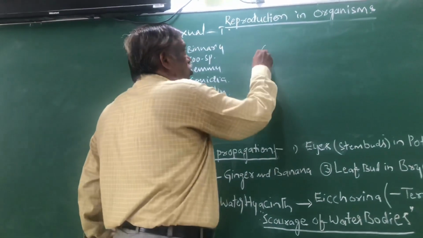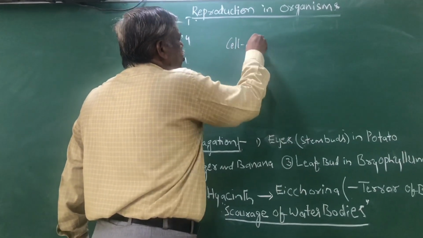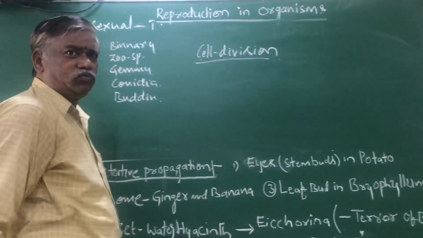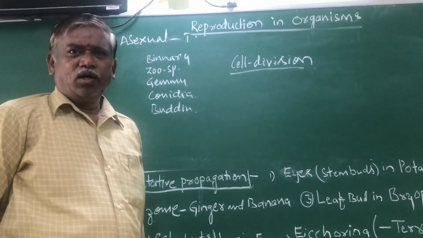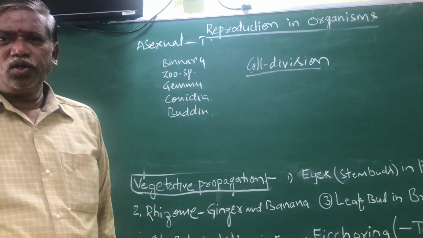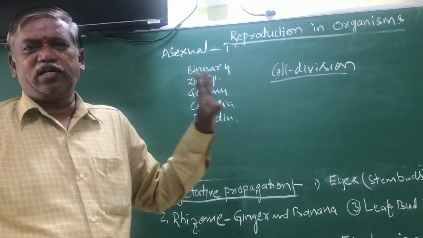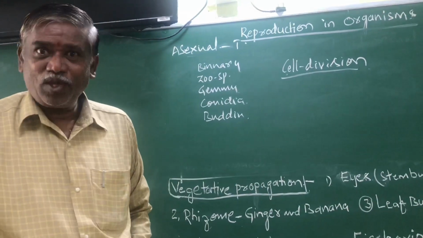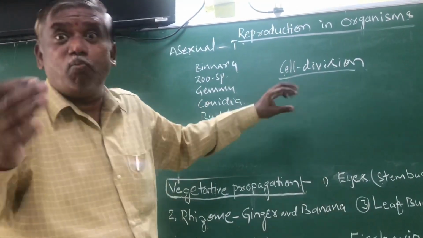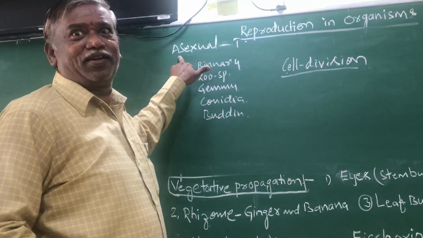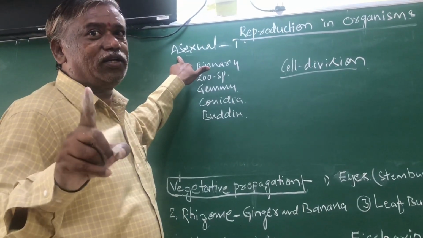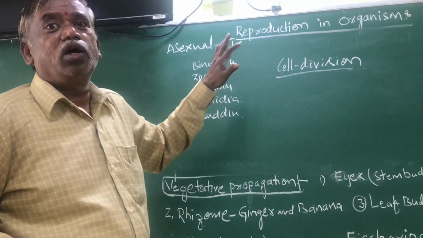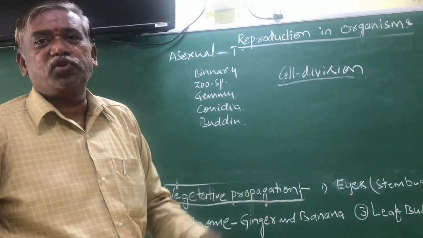See, now, what is this? Cell division. Growth requires cell division. Without cell division, there is no growth. But cell division is also a mode of asexual reproduction. Catch the point. Cell division is also a mode of reproduction. That is nothing but binary fission.